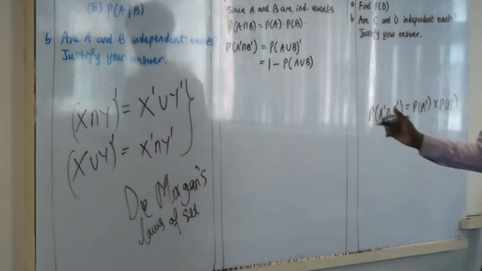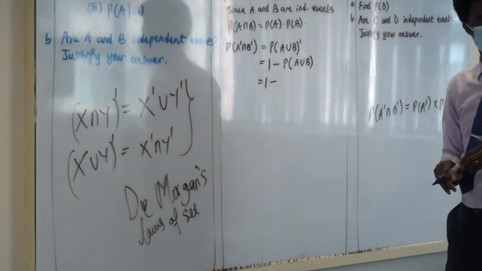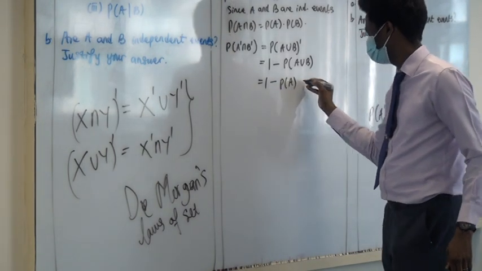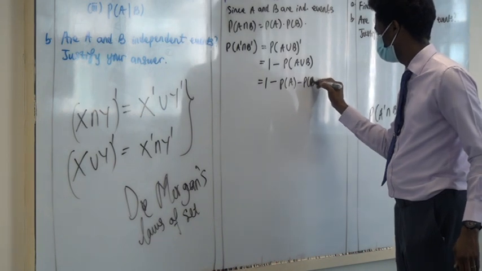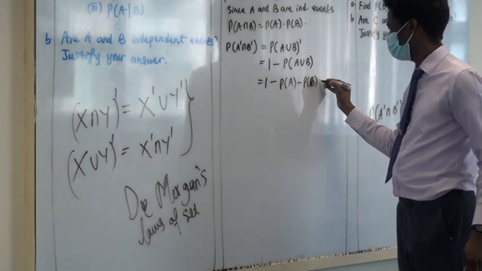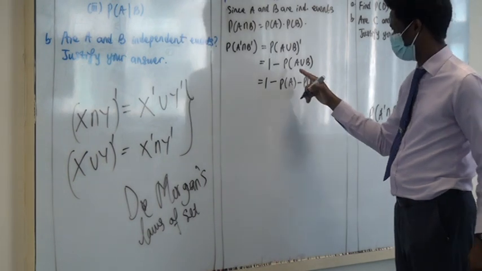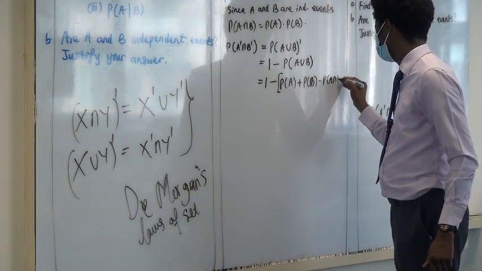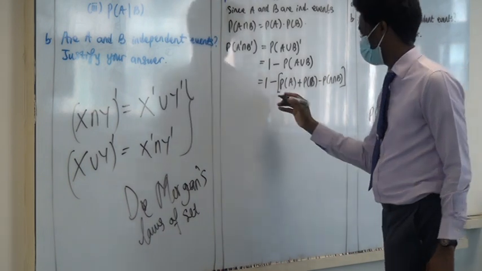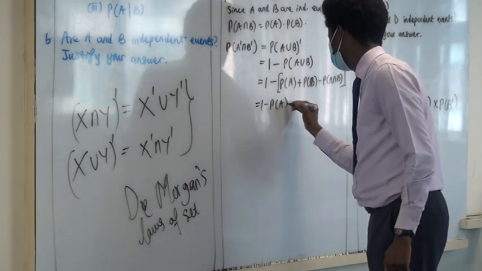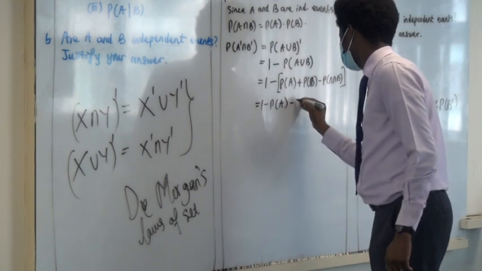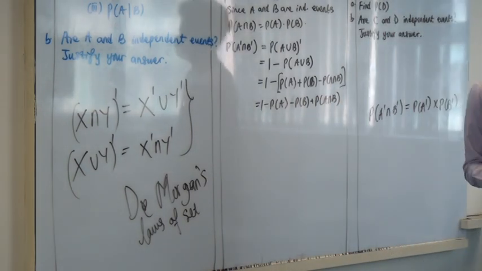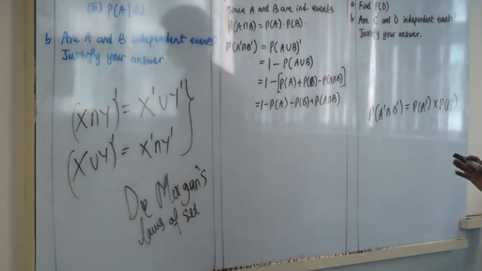1 minus probability of A. You need to speak louder. Probability of A minus probability of B plus probability of A intersection B. Does everybody understand that? We do brackets first. Okay? So this is 1 minus probability of A minus probability of B plus probability of A intersection B. What next? Everybody should be able to participate now.